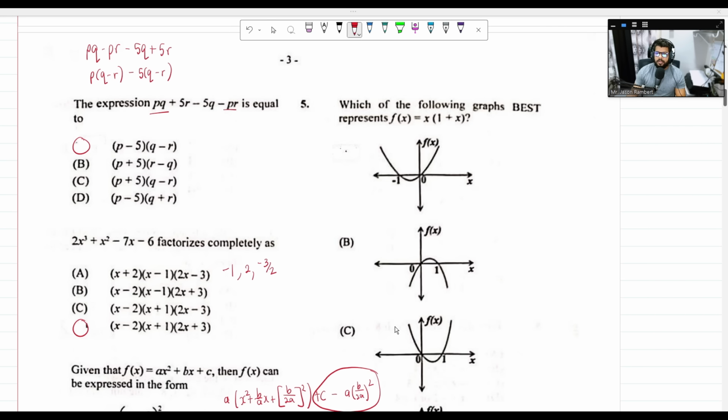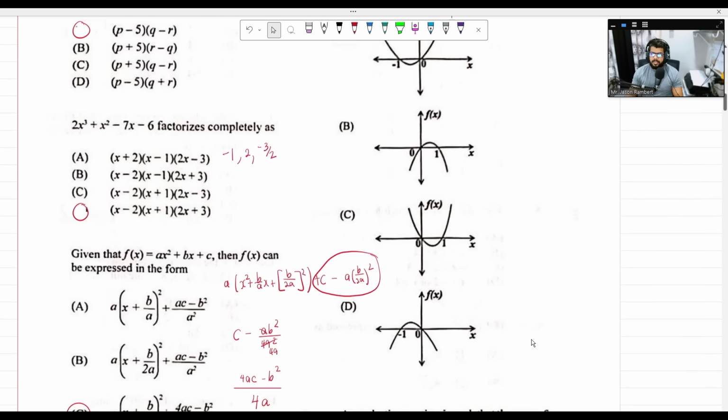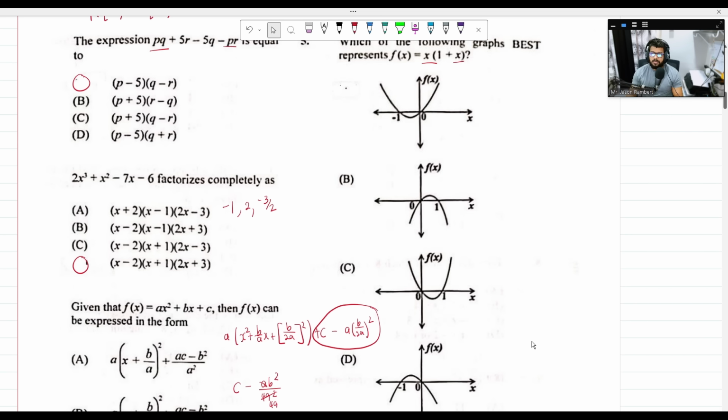Which of the following graphs best represents f of x is equal to 1 minus x into 1 plus x? So this here is going to be a positive x squared, so I know it's going to be a smiley face. So it's either going to be A or C. It cuts the x-axis when x is 0 and when this is 0. So when this is 0, x is going to be minus 1. So the answer is indeed A.